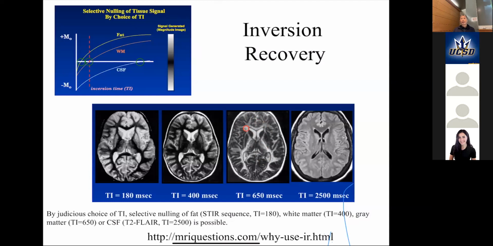For example, let's say you had someone with, for whatever reason, a lot of edema, a lot of fluid, and it was obscuring your ability to see what the underlying tumor looked like.